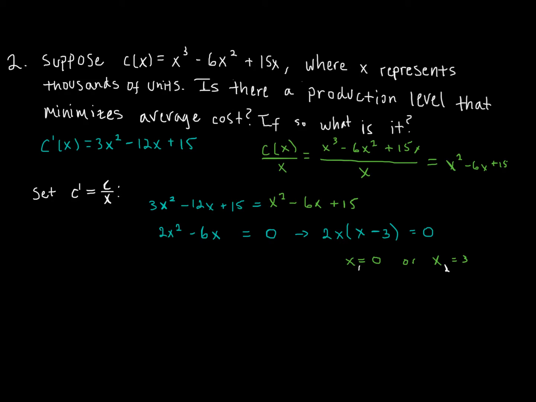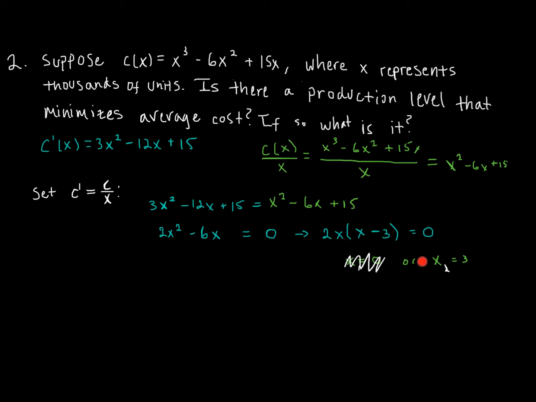a business. So remember, in our theorem, we stated that X has to be greater than 0. So we're going to throw this critical point out. This does not matter for us. And we're going to test X equals 3 to see if it's an absolute minimum in this case. Remember, we're trying to minimize the average cost.